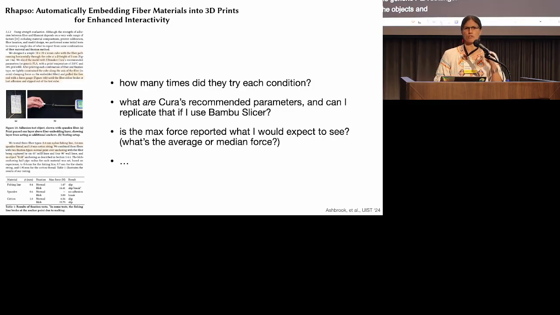But I still have some questions. So how many times did they try this? What are these recommended parameters? And what if I use bamboo slicer instead of Cura slicer? At the end of the day, it could be hard for me to figure out whether, if I want to replicate this study, it's actually good enough.